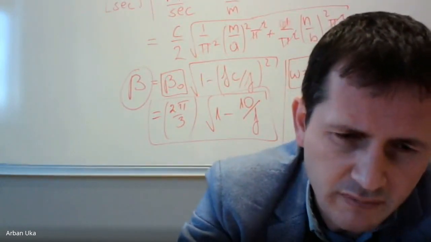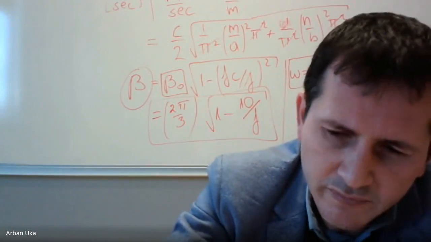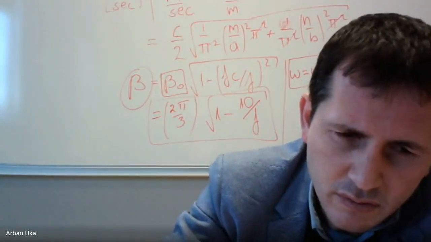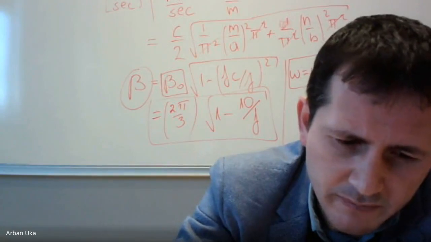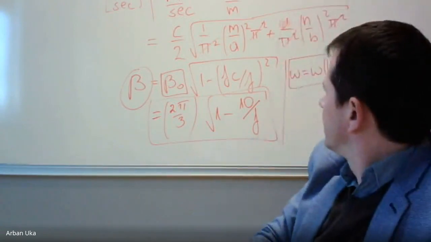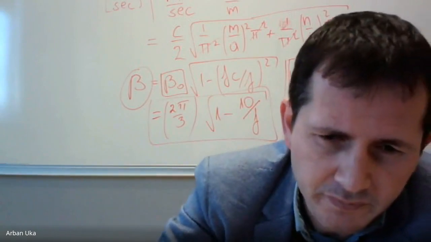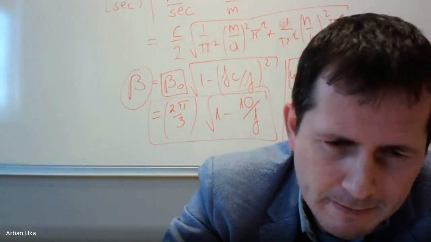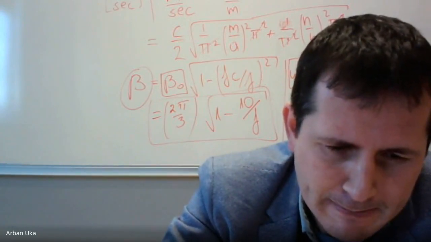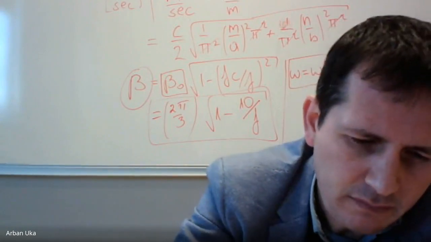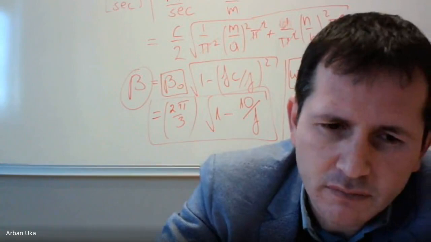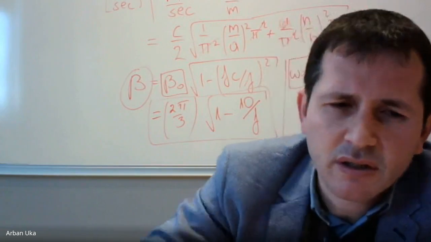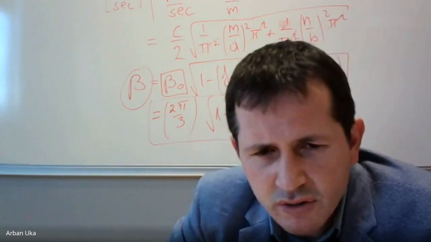So we say that beta is equal to beta 0 times the square root of 1 minus fff. Okay, so here, this is what we observe. So apparently, this is how the beta is going to change as a function of the frequency.